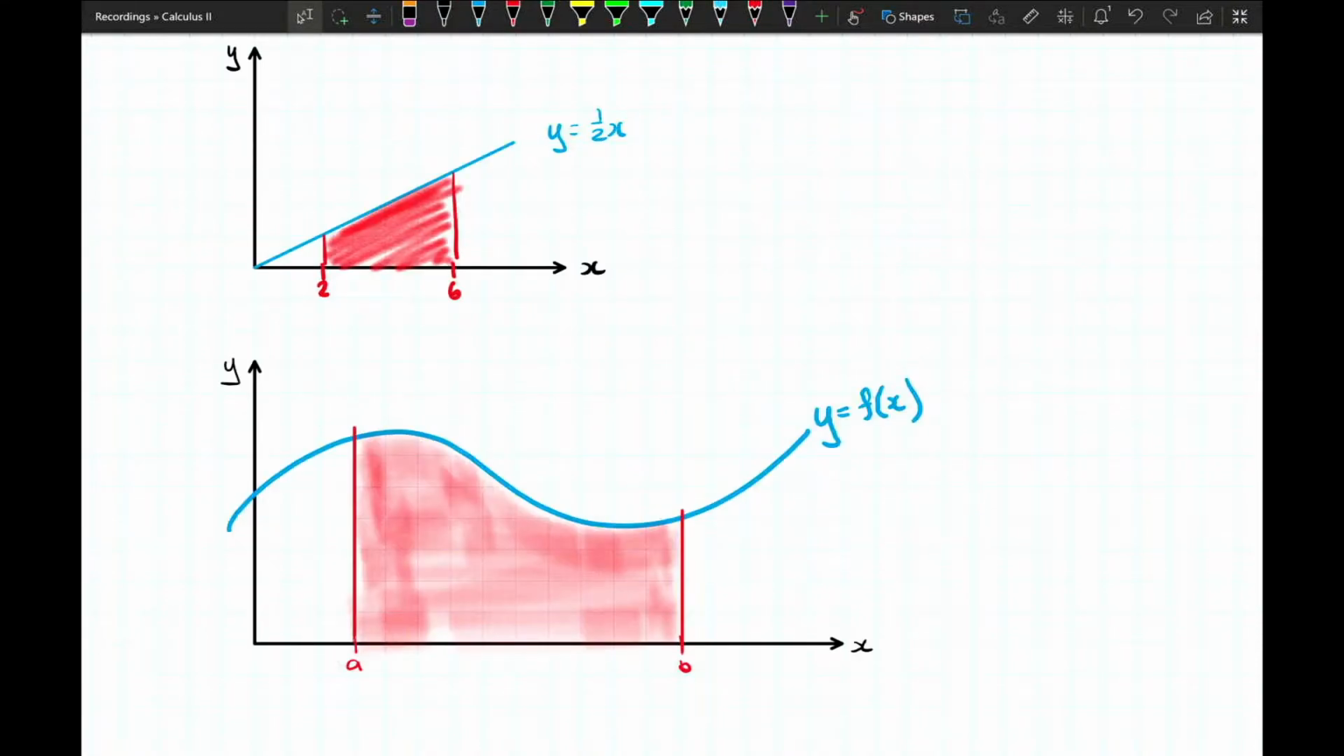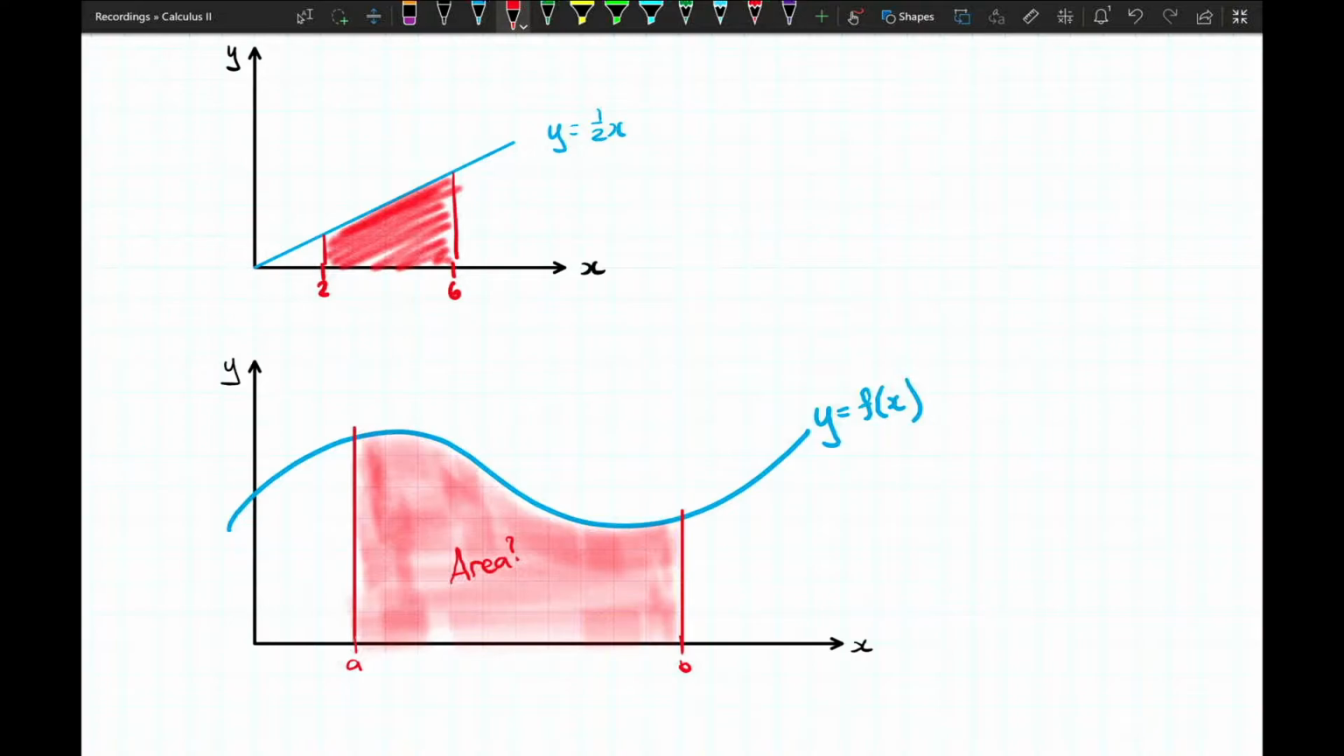How do we find, in general, the area bounded above by this blue curve here, y equals f of x, bounded below by the x-axis, and bounded by this interval from a to b? How do we find this shaded area here? Well, that is actually a lot more of a problem, because now we don't have these basic geometric interpretations like triangles and rectangles and trapezoids. We need to come up with a new way of getting this area.